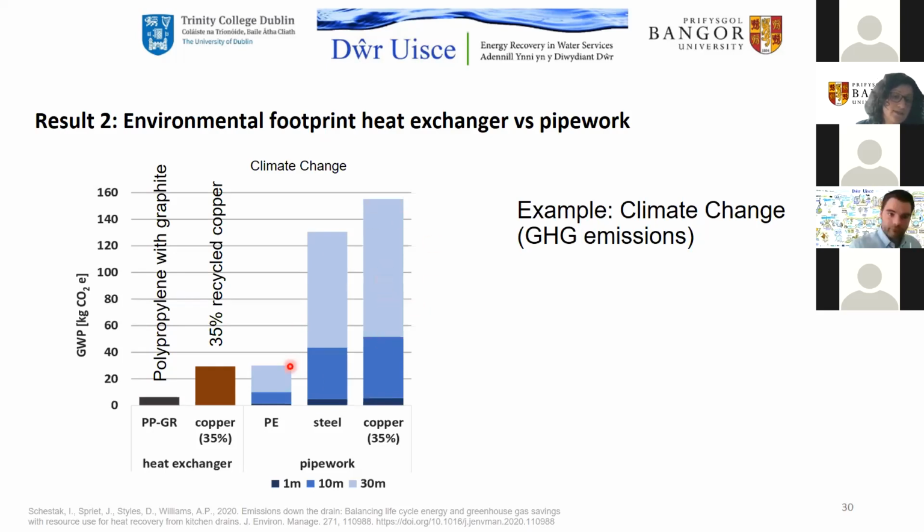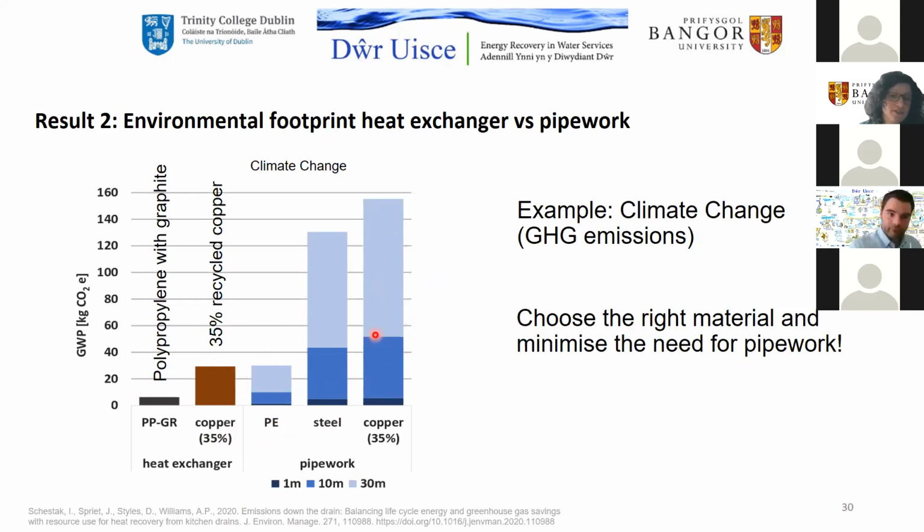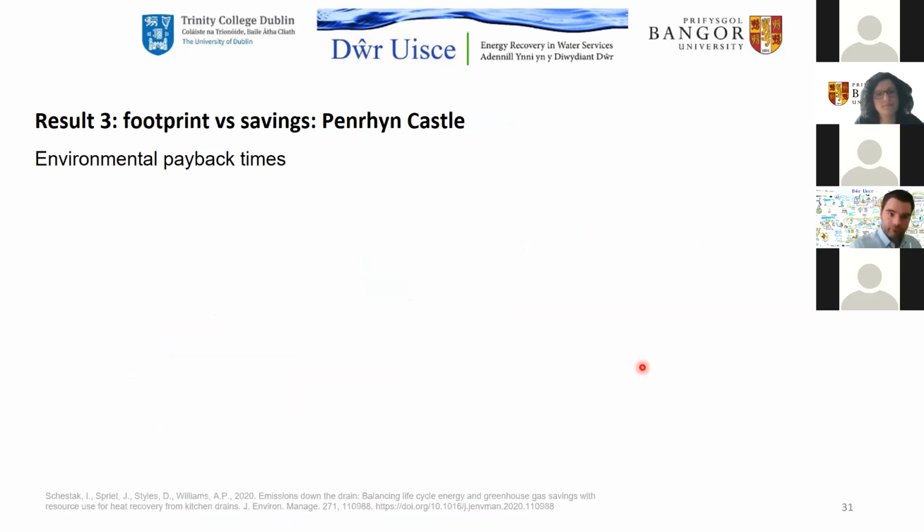And what we can see here is that depending on the installation requirements for a kitchen, it is possible that actually the footprint of the pipework is bigger than the footprint of the heat exchanger. So the lesson learned from this basically is that we should see which material we are choosing for pipework, and you can see polyethylene has the smallest footprint, and how can we minimize the need for pipework and maybe construct the system a bit more compact.